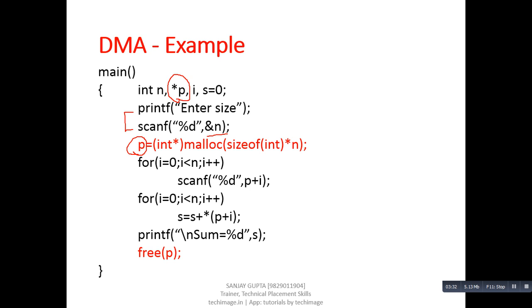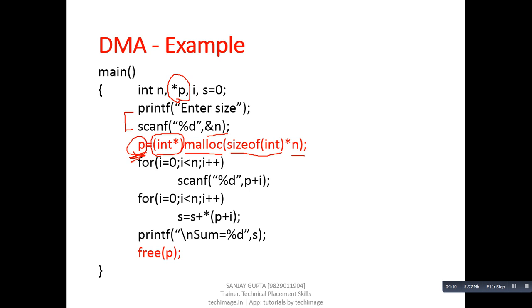For this purpose we are using malloc. This sizeof int will provide the size of the integer data type, which is 2. This 2 is multiplied by n. So suppose n is 5 and size of int is 2. So the total number of bytes which will be allocated is 10. So malloc will allocate 10 bytes. Using this int asterisk, those 10 bytes will be converted into an integer pointer and the base address will be assigned inside the pointer p.